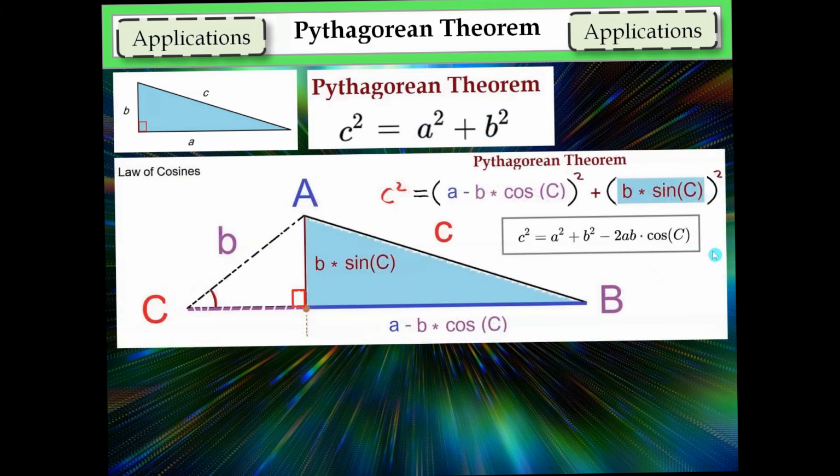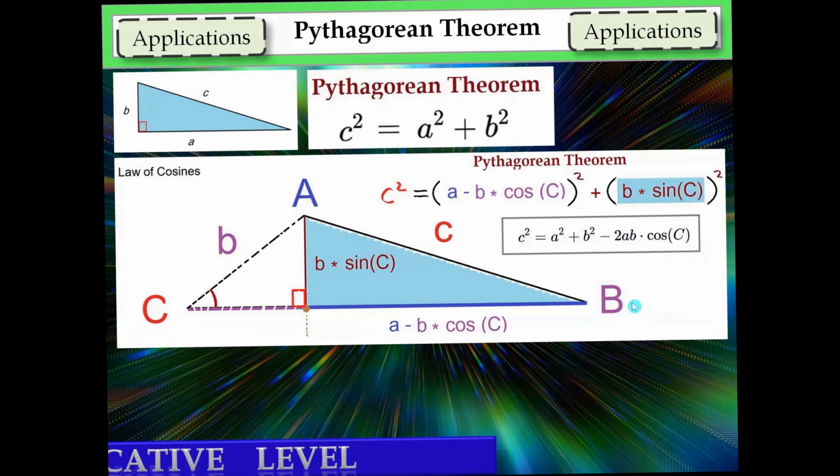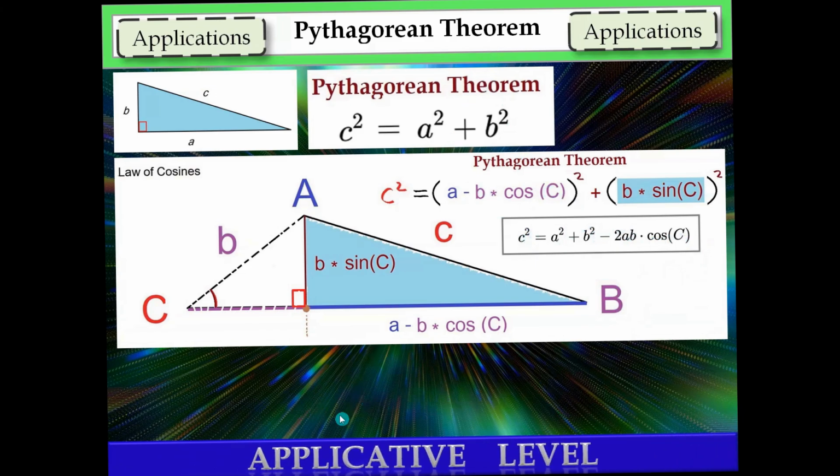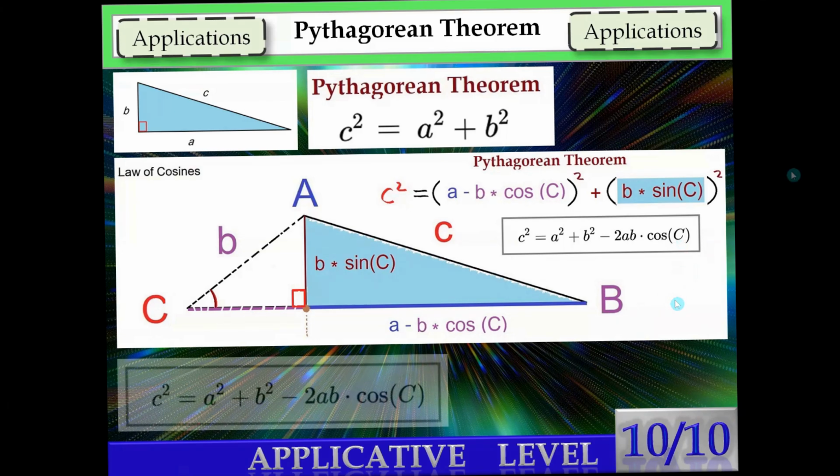Using some more algebraic and trigonometric identities, we'll be able to simplify our equation to c squared equals a squared plus b squared minus 2ab times the cosine of C. And here's the theorem, or the formula, for the law of cosines. So the application level of the Pythagorean Theorem is 10 out of 10. It's used to prove other theorems and formulas.